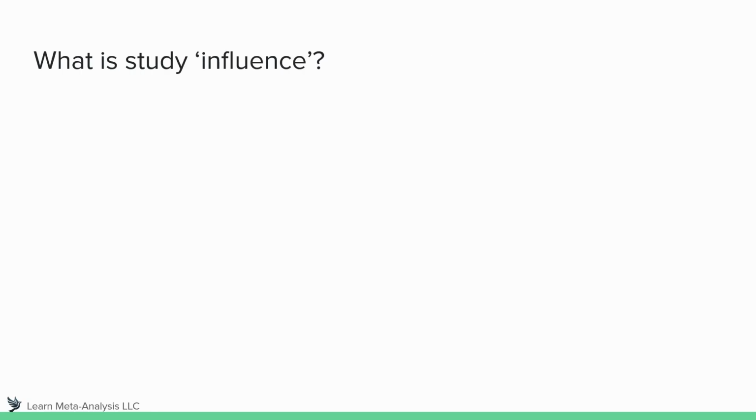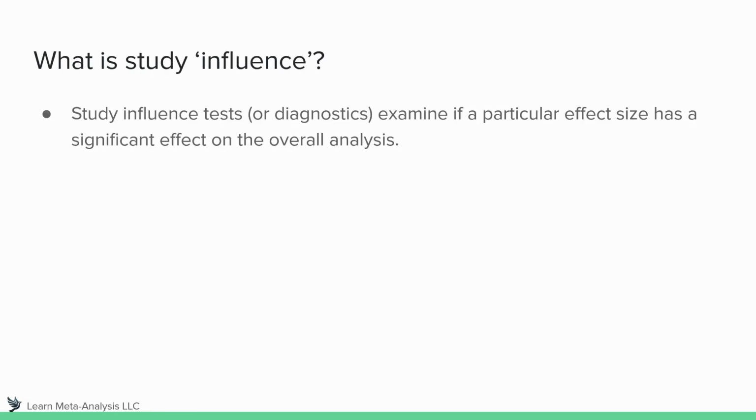So let's talk a little bit about study influence, because this is something I don't see talked about nearly enough. Study influence tests or diagnostics help you examine if a particular effect size has a significant effect on the overall meta-analysis. This would be really good to know, wouldn't it? Let's say you're meta-analyzing 15 studies, and let's say one of them is actually really influential. Isn't that something you'd want to know? So why don't we talk about it more? People should be talking about this. Such a cool statistic set that we can work with here.